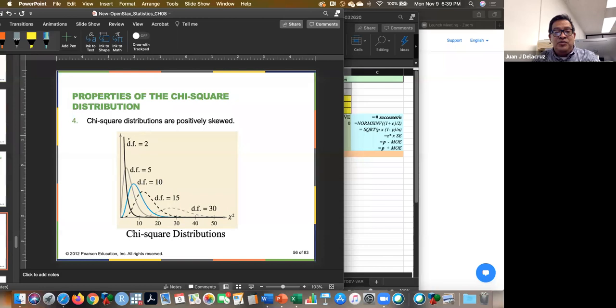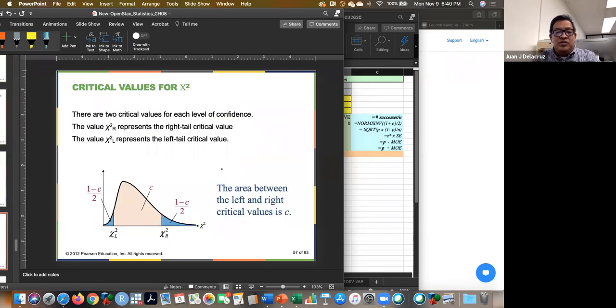This is degrees of freedom 2, so the sample size is 3. So we have a curve that comes down very fast. Then with 5, it's taking more. So it goes up and down, kind of resembling the normal distribution a little. So the more degrees of freedom, the more this chi-square distribution is going to be similar to the normal distribution. Chi-square distributions are positively skewed, so that means that the tail elongates to the right more than otherwise. So this is the idea.